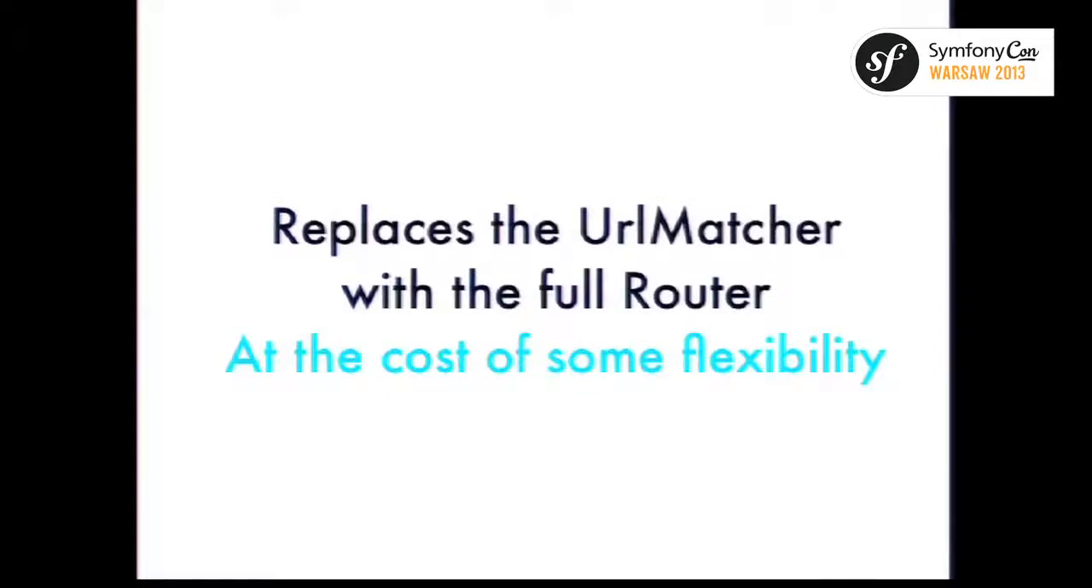One of the things it does is replace the UrlMatcher with the full router. How the full router works is it compiles your routes into a UrlMatcher and dumps that out to the file system, much like a container. So that can just be included on every request. It doesn't need to set those routes up again. Now, you do lose some flexibility. You can't use anonymous functions, is that right? Actually, you can. Oh, well, you can. So maybe that in the next version, okay.